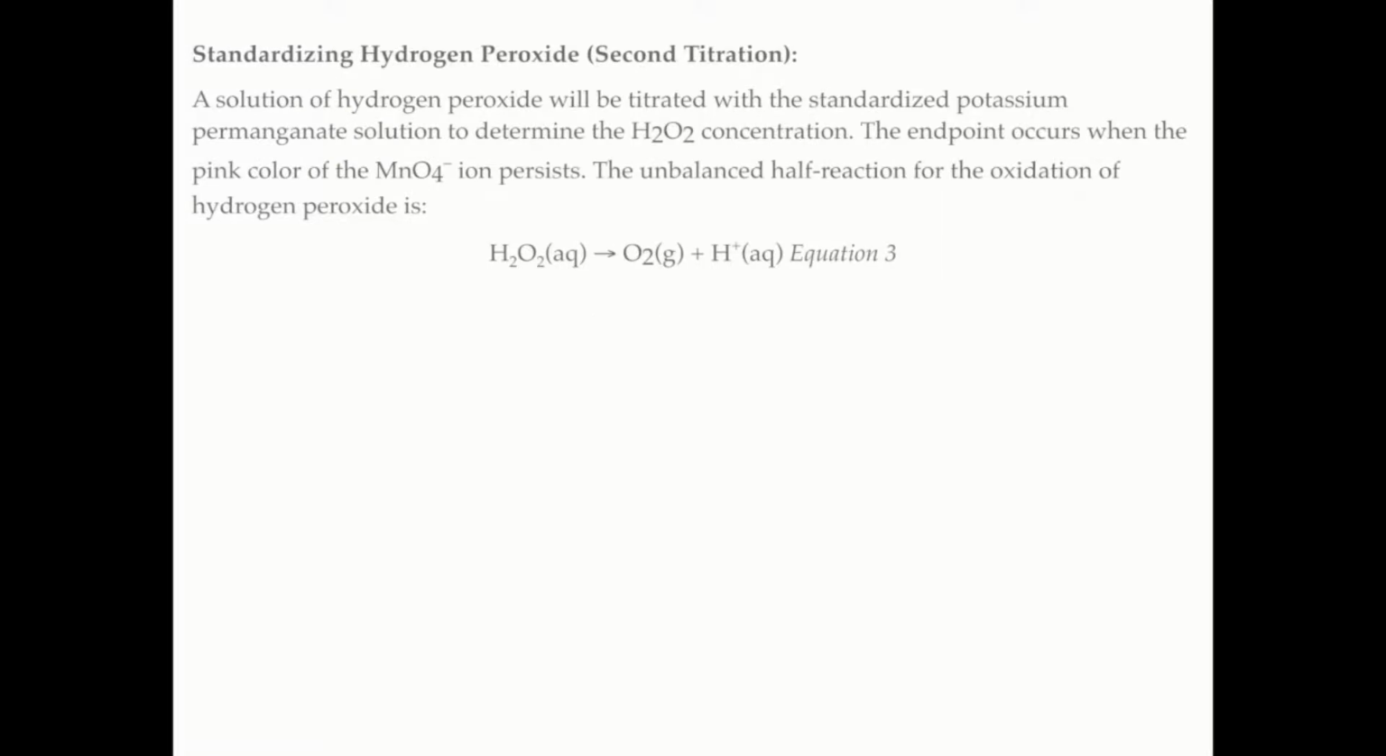The second titration we're going to do is standardizing the hydrogen peroxide to determine the concentration, which is the goal of this lab. A solution of hydrogen peroxide will be titrated with a standard potassium permanganate solution to determine the hydrogen peroxide concentration. The end point occurs when the pink color of the permanganate ion persists. The unbalanced half reaction is shown below.